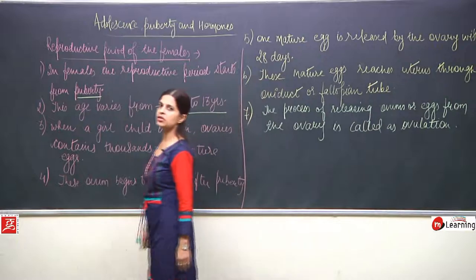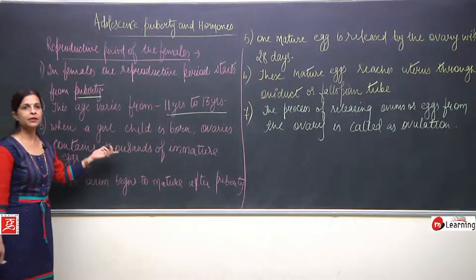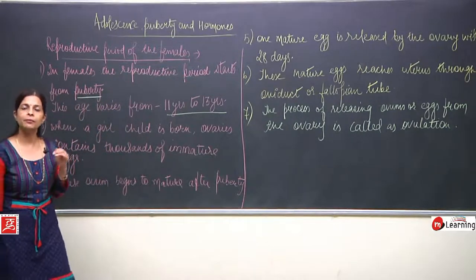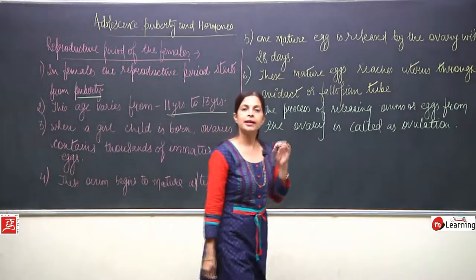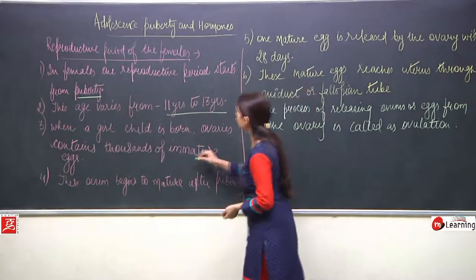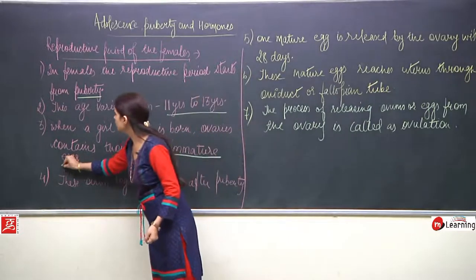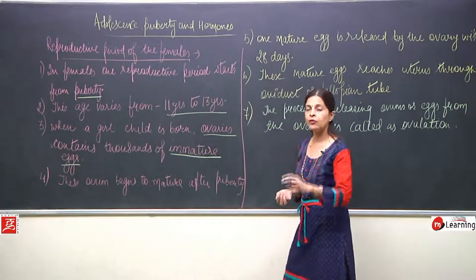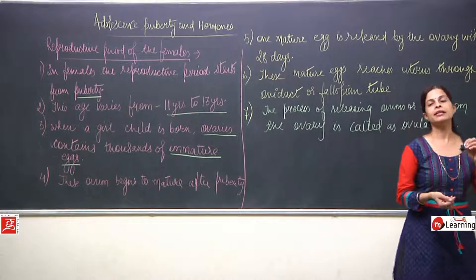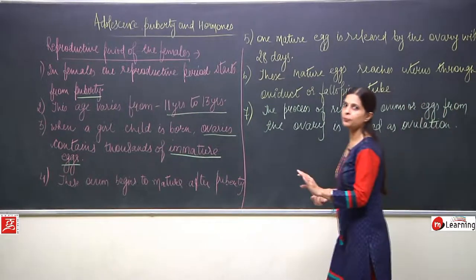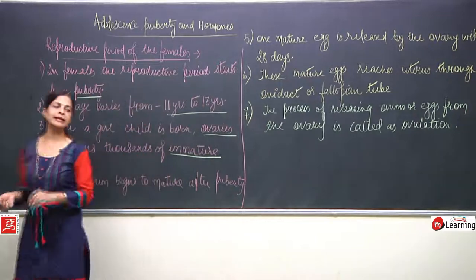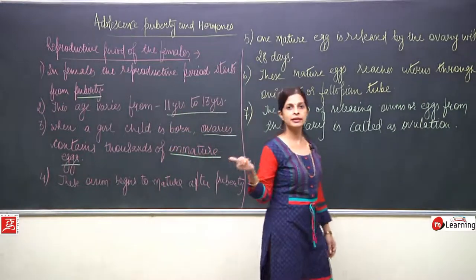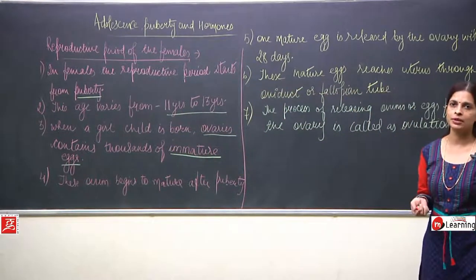Now when a female child is born, at that time also, lots of immature eggs are already present in the ovaries. Very important point to know, children, that in the ovaries of the girls, immature eggs are present from birth. Now the eggs or ovum begin to mature after puberty. This maturity in the egg will come only after puberty.